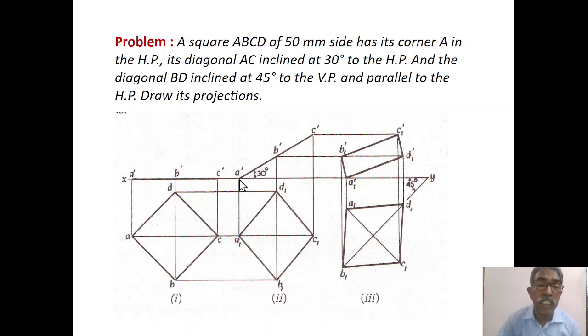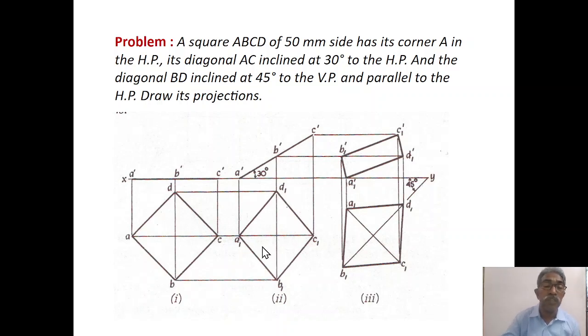After taking the A dash on the XY line, draw the line making an angle of 30 degrees. Along the 30 degrees, you take the length of the surface from the first figure. A dash, C dash you can mark here, means you have made the surface inclined to the horizontal plane. Then project vertically and horizontally, you will get the reduced figure.